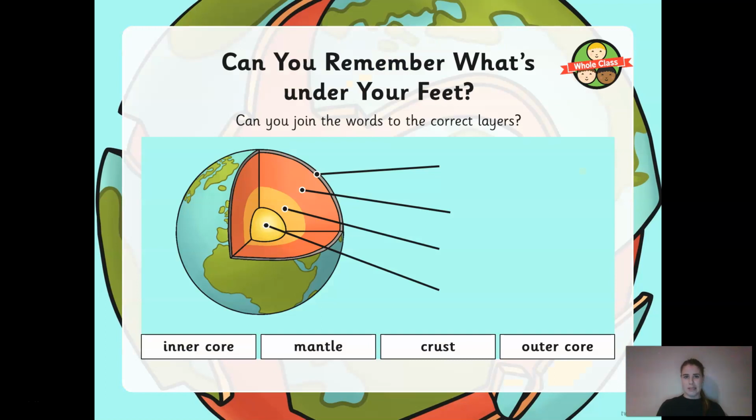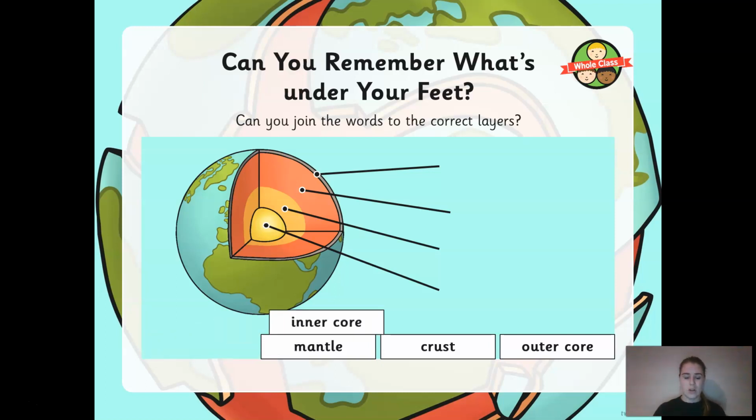But let's warm your brains up a little bit. Now, you have the sheet sent home to you. What I would like you to do is see if you can match the labels to the correct part of our Earth. Now, you would have done this in one of your science topics, either last year or in year 3. So what I would like to do is pause the video. Can you have a go at labelling the correct layers for my Earth? Off you go.